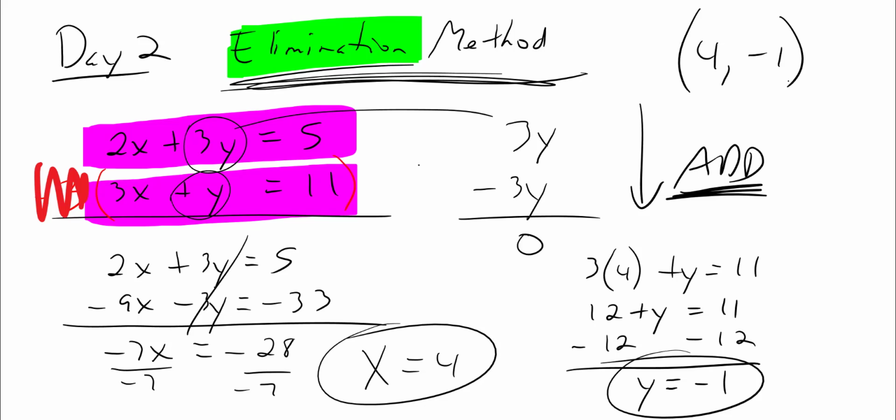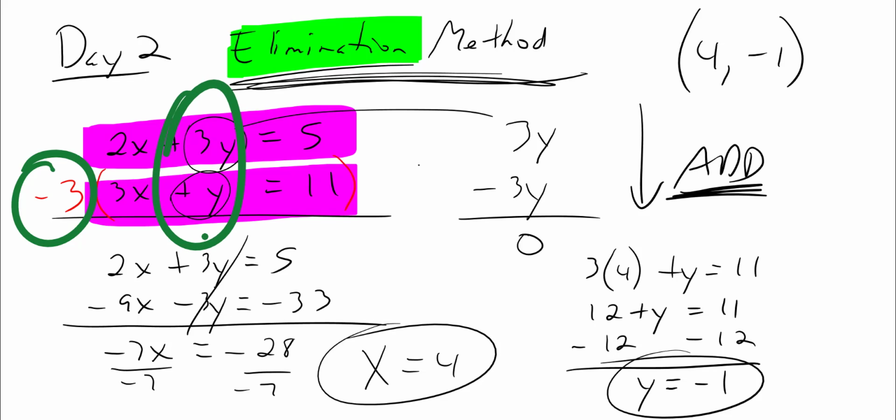Okay, I didn't think that was that bad. So the main thing here, math fans, is you've got to think of what number, like in this case the number was negative 3. I'm going to multiply by negative 3 so the y's would cancel out. Okay? All right, so let's do another problem here.